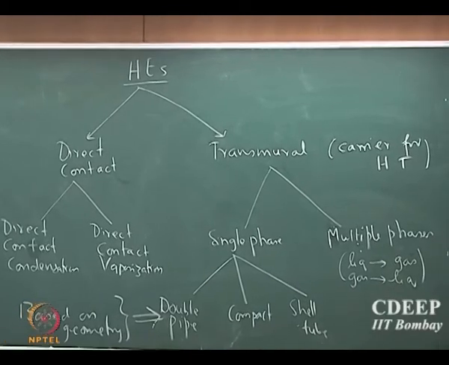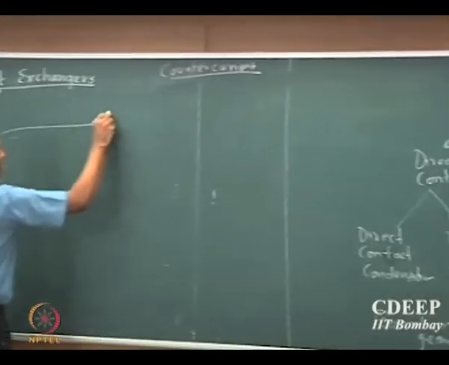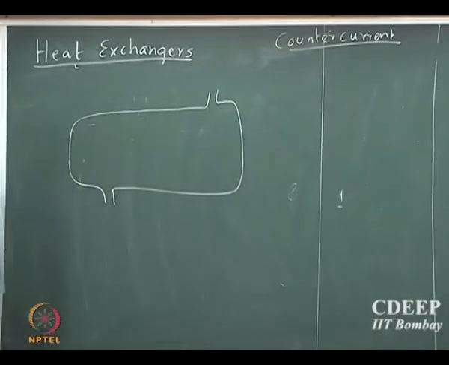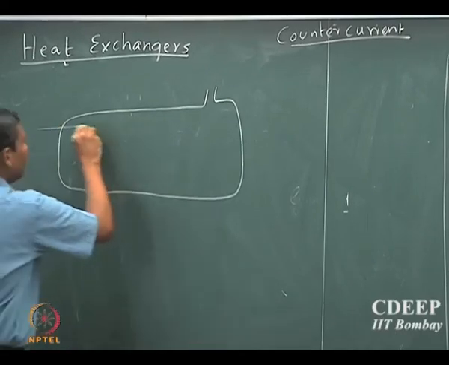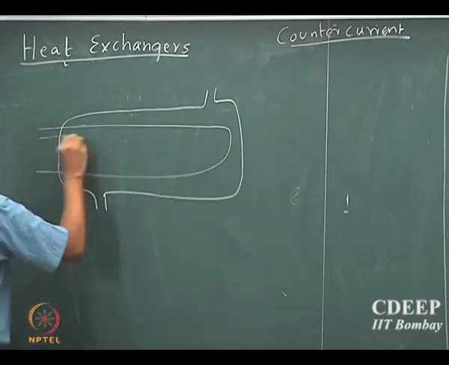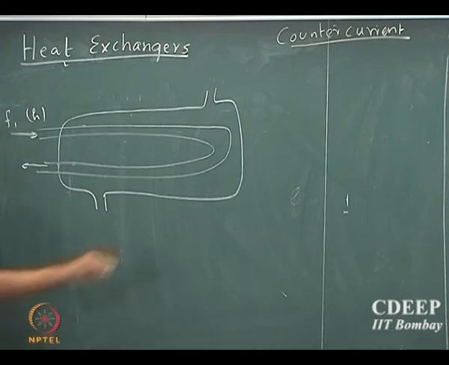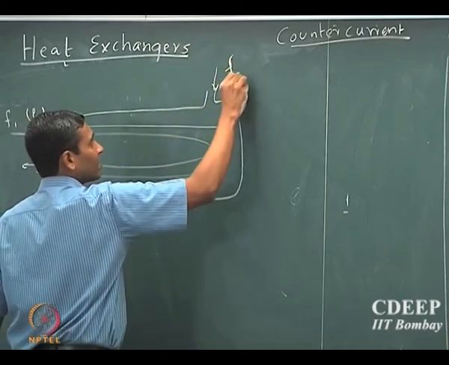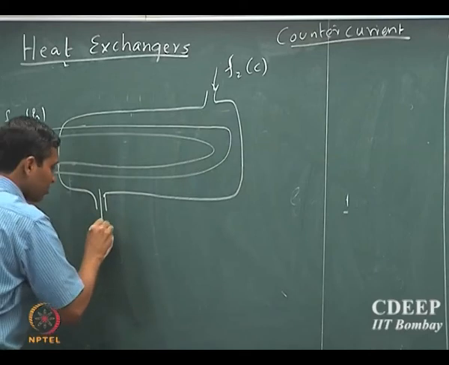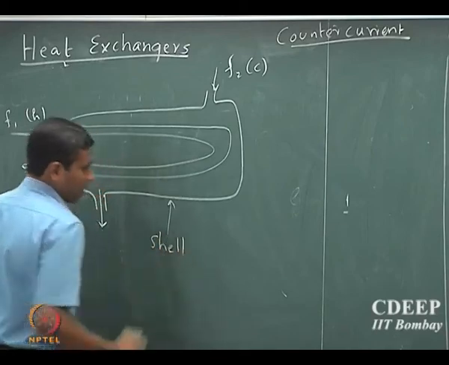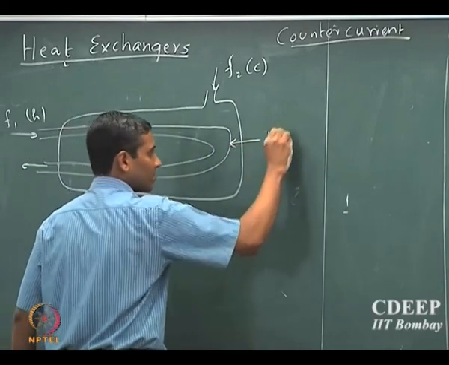So the idea is, you have a shell, okay, and then you have a tube, okay. So you have a tube and there is one fluid which is flowing through the tube, and let us say it is the hot fluid, and let us say that there is another fluid, cold fluid, which is flowing through the shell. Okay. So the outer one is called the shell and the inside one is called the tube.